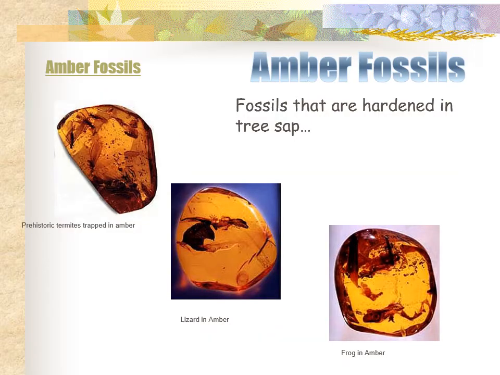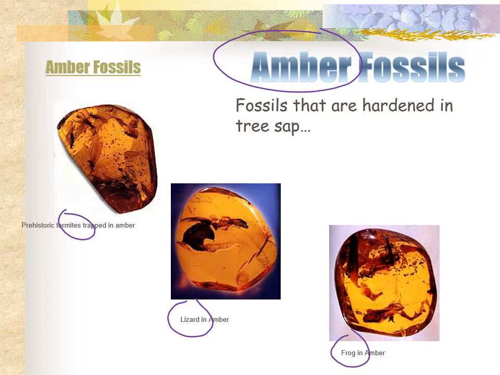Amber fossils. Probably everyone remembers this because of Jurassic Park. This is one of the initial parts of that movie, how they get dinosaur DNA. But amber is just basically fossilized tree sap. And as that sap comes out of the tree, it can capture things like insects. Here's termites, and here's a lizard, and even a frog, which are pretty well preserved inside this. It's like hardened resin.